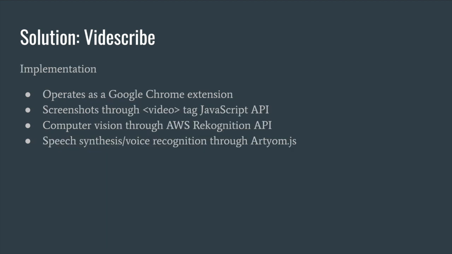How we implemented this: it's a Google Chrome extension that you apply, and it's listening basically on all YouTube pages. We're going to access screenshots through the JavaScript API for video tags. We're using Amazon's Rekognition API in order to do our image labeling through their computer vision. And we're using a JavaScript package called rdm.js for our speech synthesis and voice recognition. So with that, I'm now going to give a demonstration.